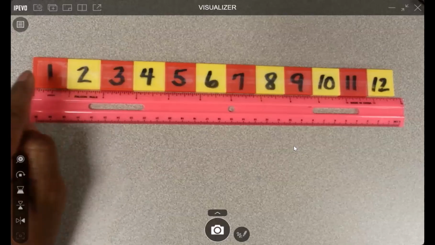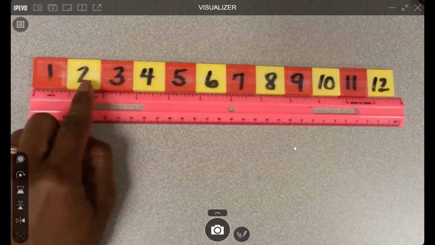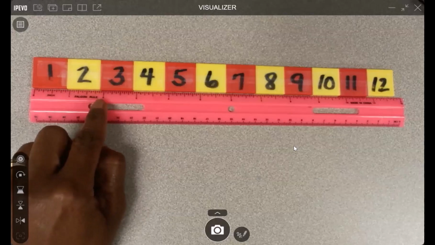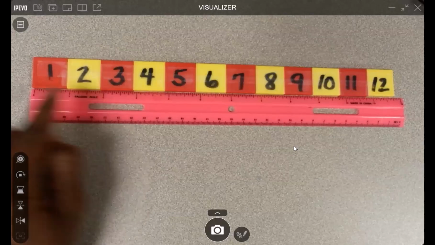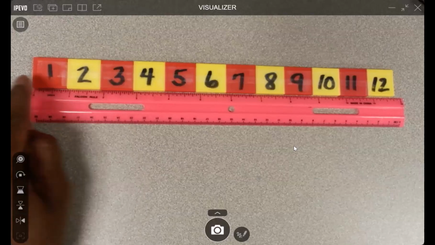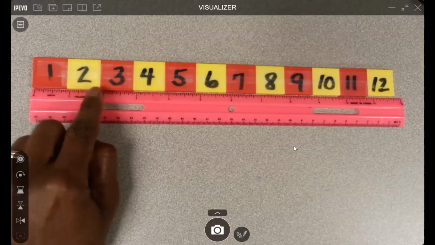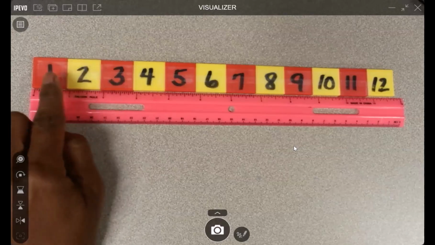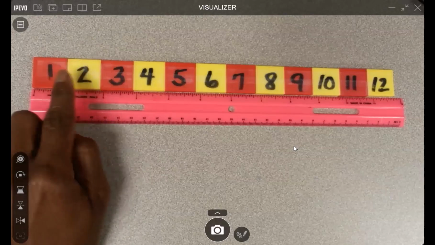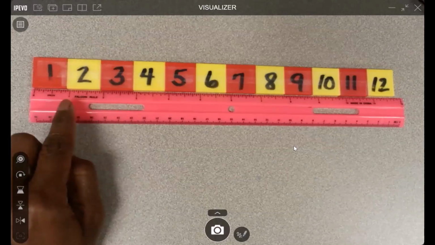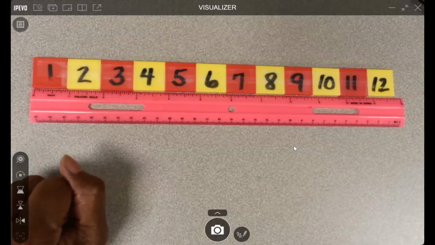And then reiterate as well with the second tile. From the 0 to the end of the second tile, we notice that the ruler has a hash mark there that says 2. So that means the distance from the beginning of the first tile to the end of the second tile, right where that 2 is, that means that measure is 2 inches. We really want students to understand that we are counting the spaces and not the hash marks here, because that's a common misconception for students.